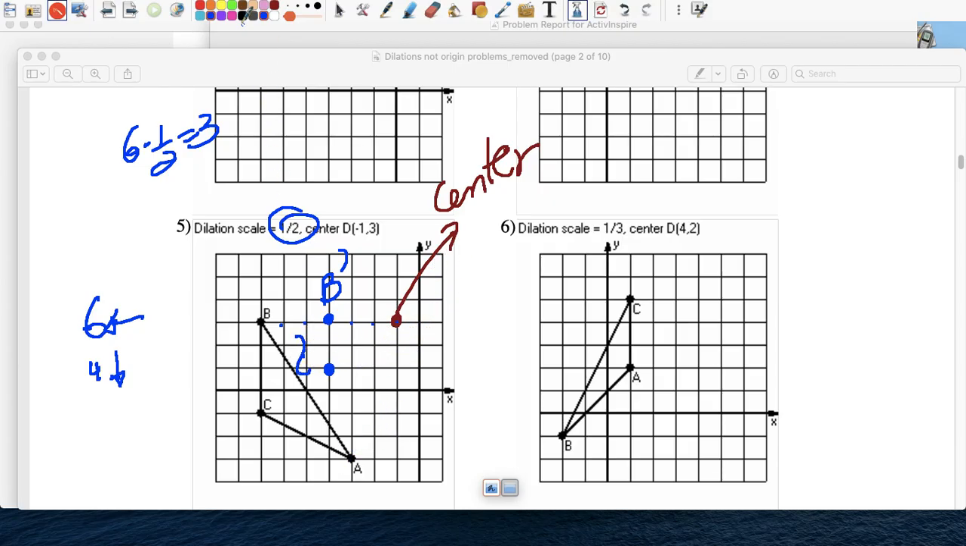Finally, A. How do we get to A? Well, to get to A, we go from the center 2 that way, and then 1, 2, 3, 4, 5, 6, and 6 down. If we cut it in half, instead of 2 to the left, we're going to go 1. Instead of going 6 down, we're going to go 3. So 1, 2, 3, and there it is. Notice that the shapes are exactly the same, obviously, because we used a scale factor of a half. It decreased.